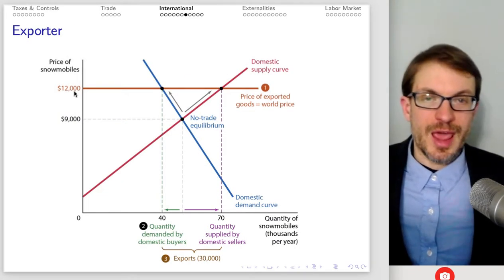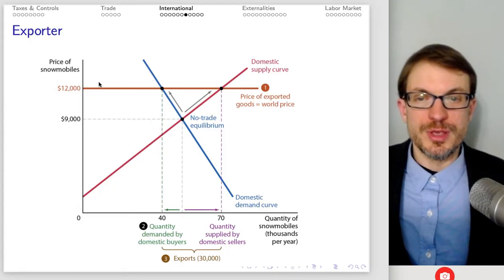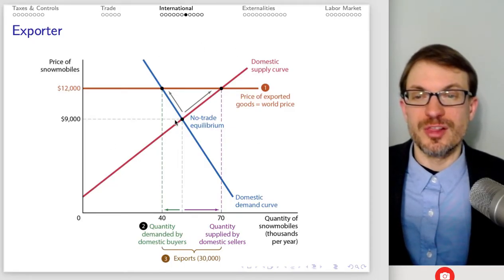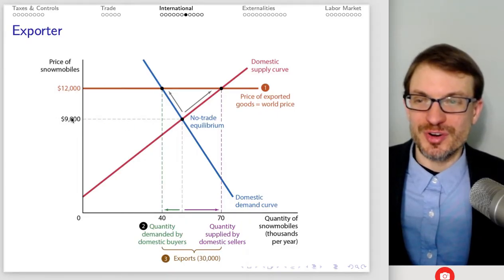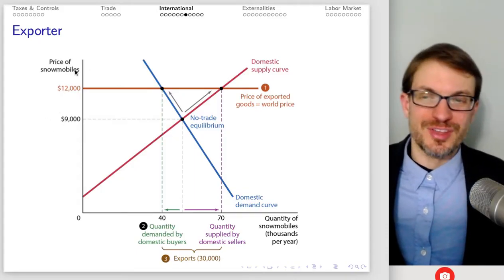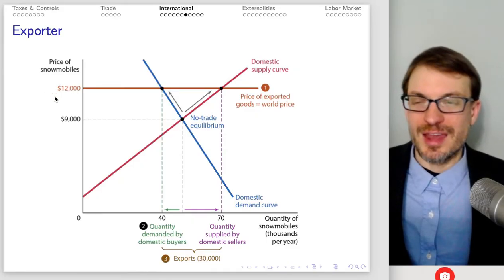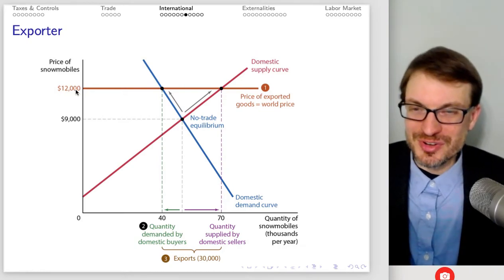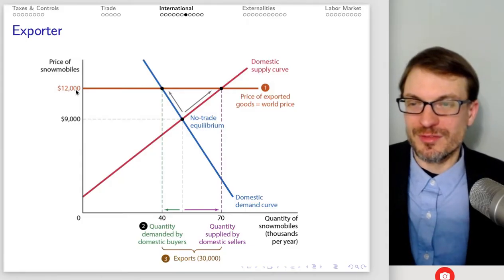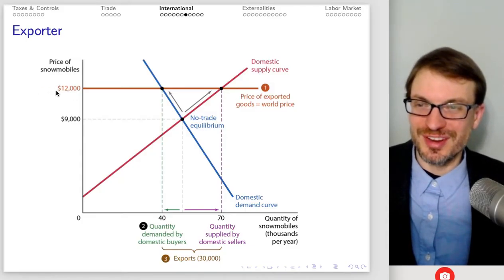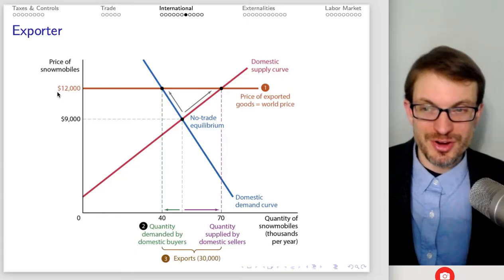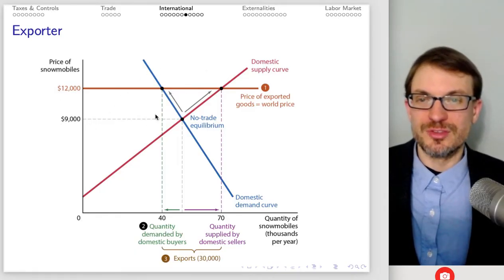All right, so think about an export situation. Here, the world price of snowmobiles is above the domestic equilibrium price. When this country opens its doors to international trade, domestic sellers say, hey, wait a second. We don't need to sell our snowmobiles for $9,000 locally, in Wisconsin, when we've got buyers in the Northern Hemisphere, somewhere like Canada or Europe, or in mountainous regions, or, thinking of the tilt of the earth, in the Southern Hemisphere in the right season. Now we've got foreign buyers who are willing to pay $12,000. Why would we sell locally for $9,000 when foreign buyers are willing to pay $12,000? So we send these snowmobiles abroad.